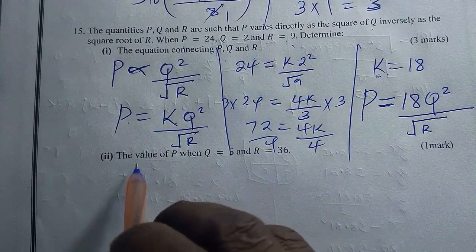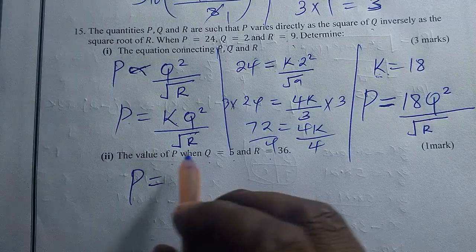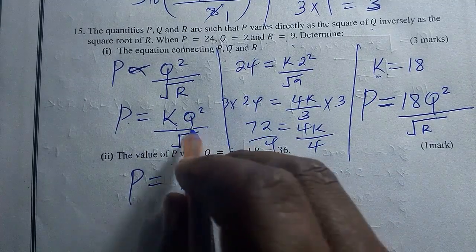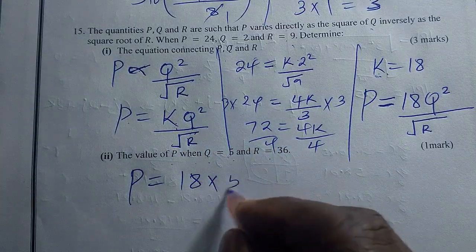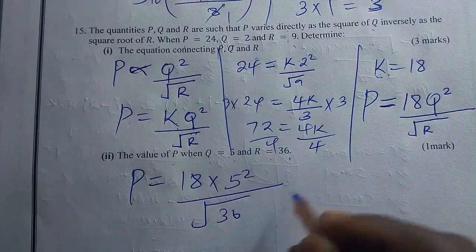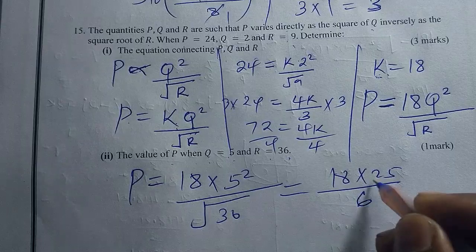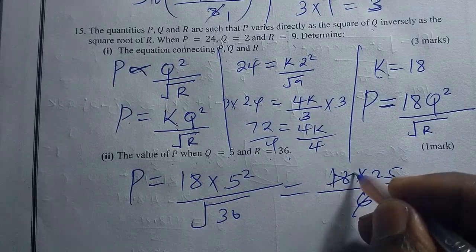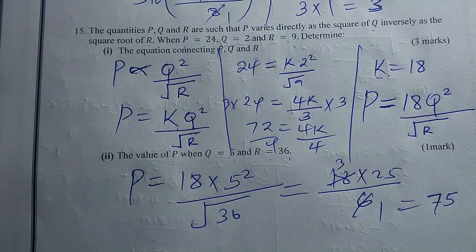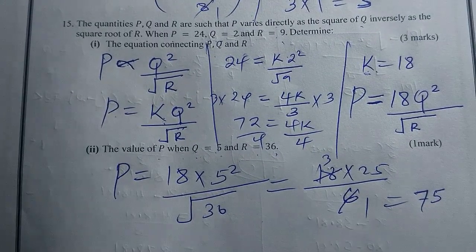Find P when Q is 5 and R is 36. So P is equal to K, which is 18, times Q squared. Our Q here is 5, that is 5 squared, over the square root of 36. That is 18 times 25 divided by 6. 6 into 18 is 3, and that is 75.